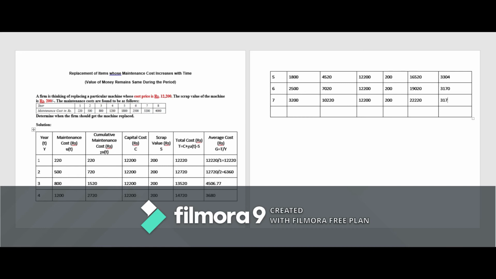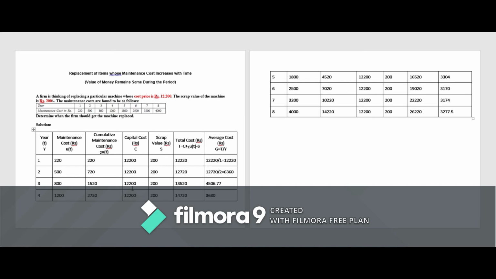The average cost for the seventh year is 3,174. And for the eighth year, the maintenance cost will be 4,000 and the cumulative maintenance cost will be 14,220, and the capital cost 12,200, scrap value just 200. The total cost will be 26,220 and the average cost is 3,277.5 rupees.